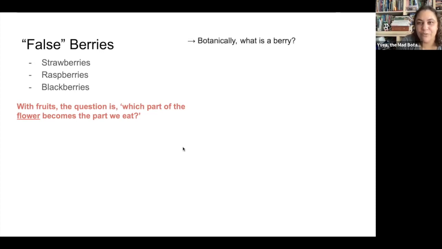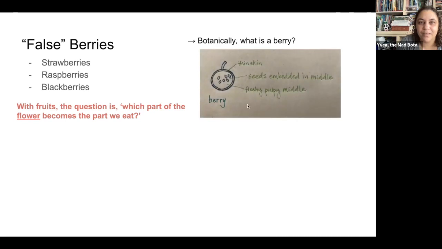So botanically, what even is a berry? Well, a berry has thin skin. It has yummy, fleshy goodness in the middle, and it has seeds kind of sprinkled throughout that. Yep, stone fruits are drupes. We're going to be talking about that very soon.